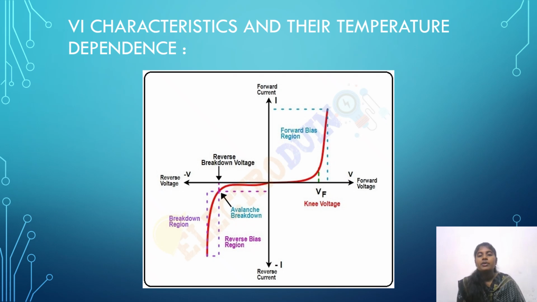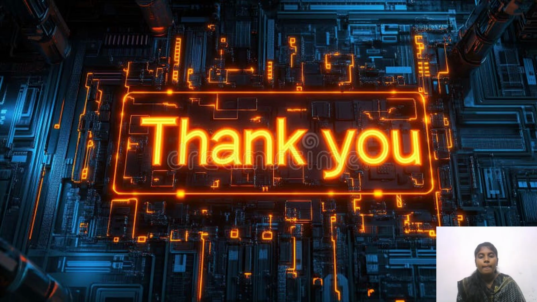The combination of forward characteristics and reverse characteristics is known as the VI characteristics, voltage-current characteristics, and their temperature dependence. Here we have the knee voltage, forward voltage, forward current, forward bias region, and avalanche breakdown. At this point we have the breakdown, known as avalanche breakdown. This is the breakdown region, and the reverse bias region is this, with the breakdown voltage and reverse current. These are finally the characteristics of the PN junction diode. Thank you.